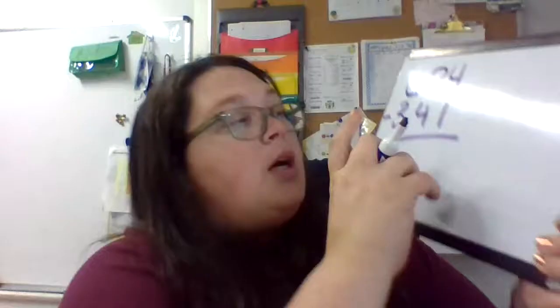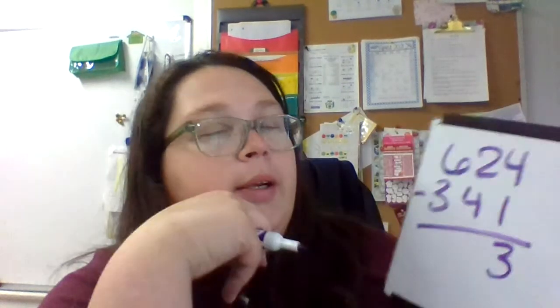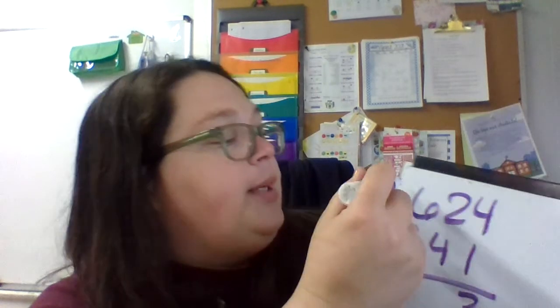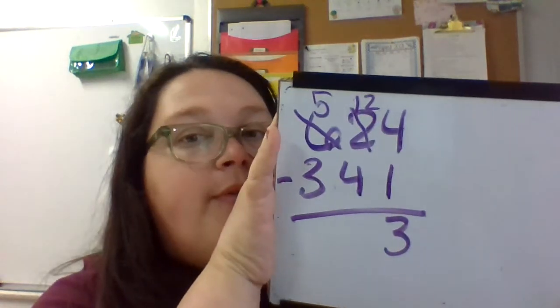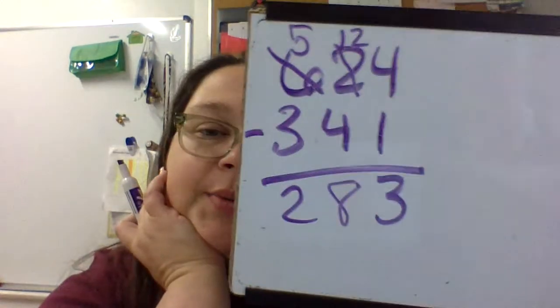Okay. The other thing I wanted to show you is if we are going to rename hundreds. So here's this one. Let's just say we have 624 and 341. Again, we're always, always, always starting on the right hand side, in the ones. Okay. 4 subtract 1 is 3. 2 subtract 4. Well, I can't do that because I only have 2 on top. And so I need to borrow from the 6. I'm going to make it a 5. And then I'm just going to change this 2 to a 12. Do you see that? So 12 subtract 4 is 8, and 5 subtract 3 is 2. So 283 is your answer.